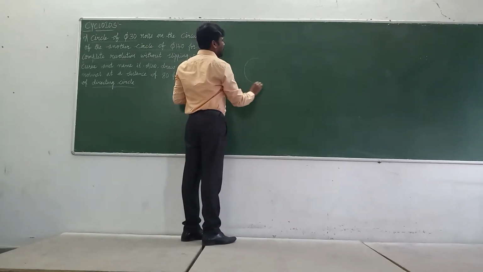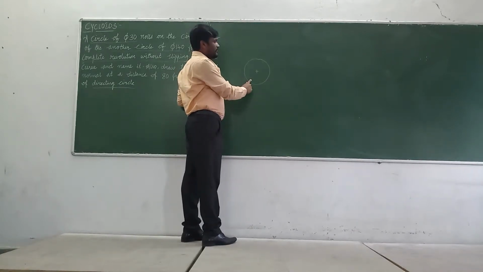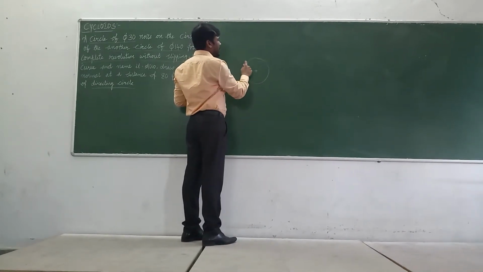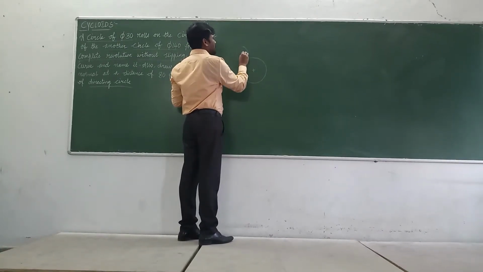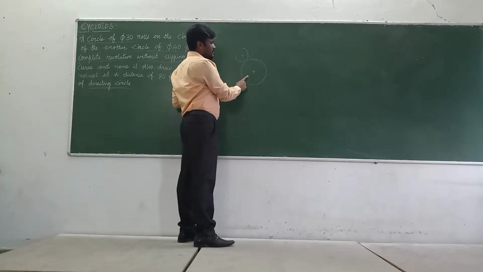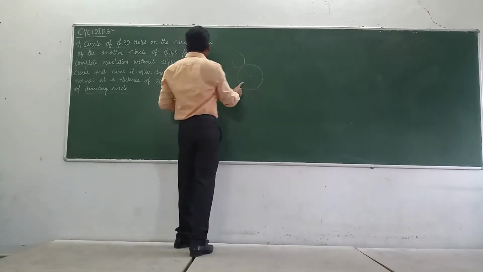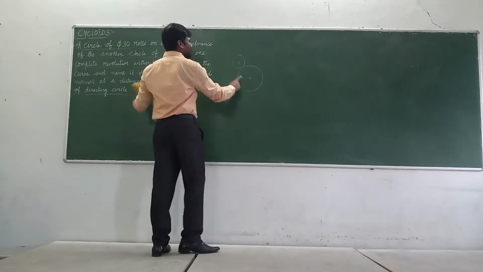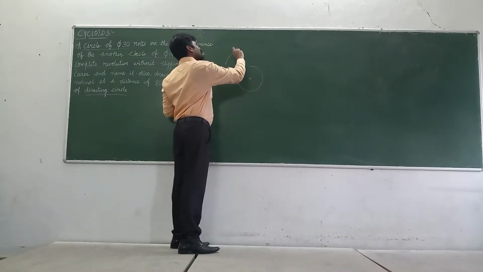I have a bigger circle. This is nothing but the directing circle. Upon the circumference of this directing circle, one more circle is going to roll. This is my generating circle. The terminology is that this is a fixed circle and this is a moving circle. The fixed circle is also called the directing circle, whereas the moving circle is also called the generating circle.